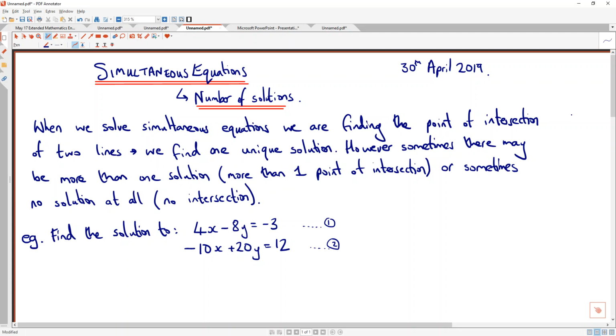So, in previous questions, when we solved our simultaneous equations, we were finding the point of intersection of two lines, okay? So, we said that that is one unique solution. We said it's unique because there's only one of them. Sometimes, though, there's more than one solution. We found that yesterday. So that's if there's more than one point of intersection, or sometimes there's no solutions at all, in which case there is no point of intersection.